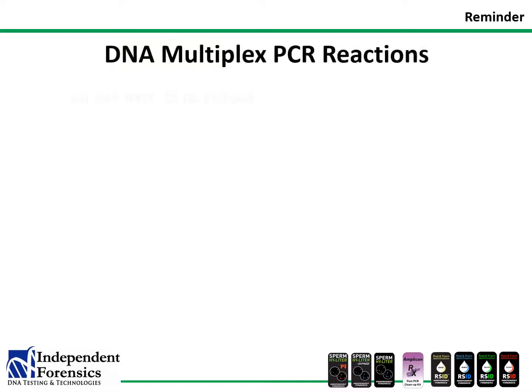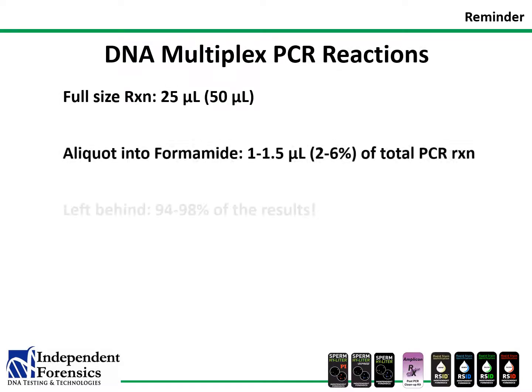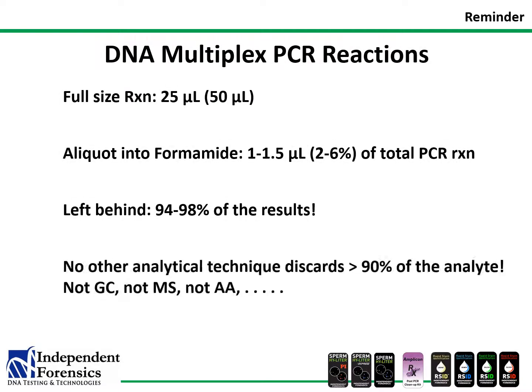Just as a reminder on how multiplex PCR reactions are performed in a forensic laboratory, full-size reactions are either 25 or 50 microliters. And from that full-size reaction, between 1 and 1.5 microliters is taken to prepare for capillary electrophoresis. In other words, between 94 and 98% of the reaction has been left behind and is not used.